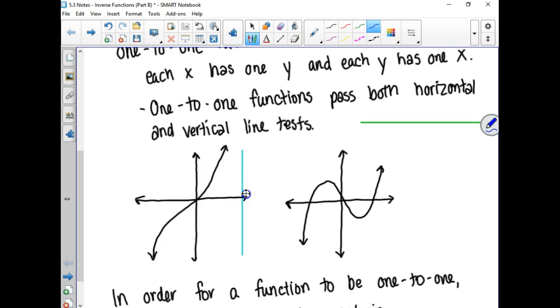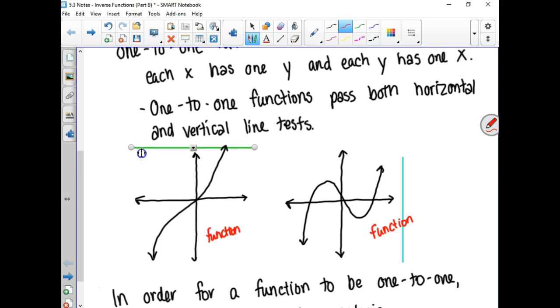And if it passed the vertical line test, it was a function. So this one is a function. It passes the vertical line test. This one is also a function. It passes the vertical line test. But the y's cannot be repeated either. So to test to see if a y is repeated, we can do a horizontal line test. And we can see here for this graph, it passes the horizontal line test. So if a function will pass the vertical and horizontal line tests, then it is a 1-to-1 function.